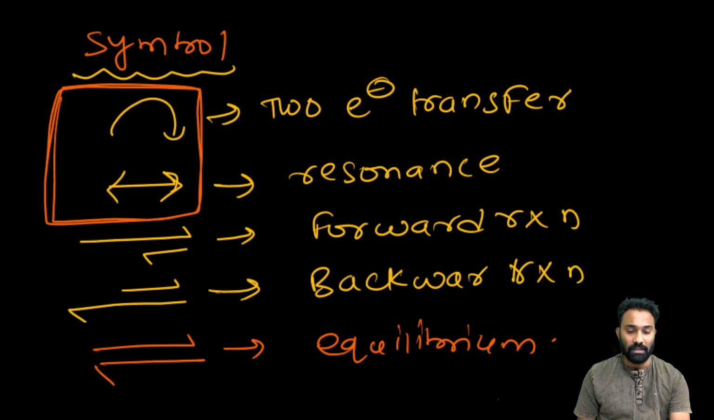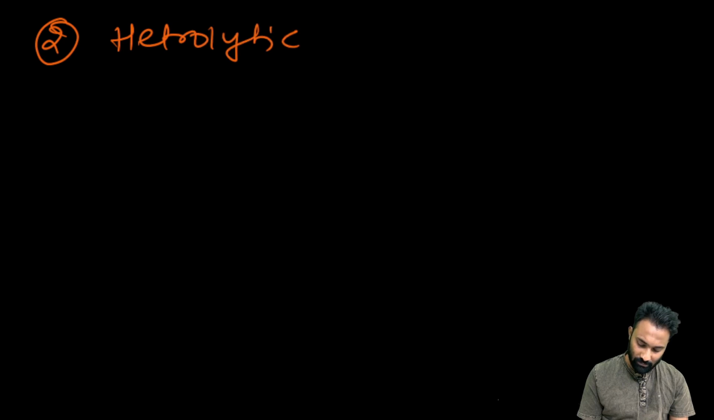Done. Now the next type of breakage we are going to see, which one is that? Electrolytic breakage. The next type of breakage that we are going to see is electrolytic breakage.